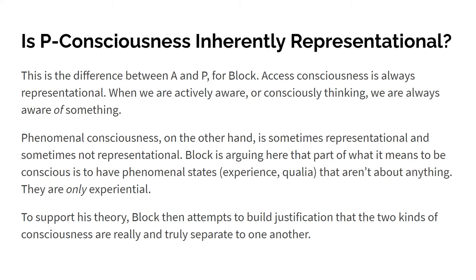So he has to contend with the person who would come against his theory and say, no, even phenomenal consciousness, the what it's like, the qualia, is representational. And this person would say, when we're actively aware or consciously thinking, we're always aware of something. And Block would say, no, that's not true. Sometimes we have conscious states that aren't about anything. They don't represent anything. They just are experience. So now he's going to try and build his justification that these things are actually separate, and it is the case that sometimes experience doesn't represent anything at all.